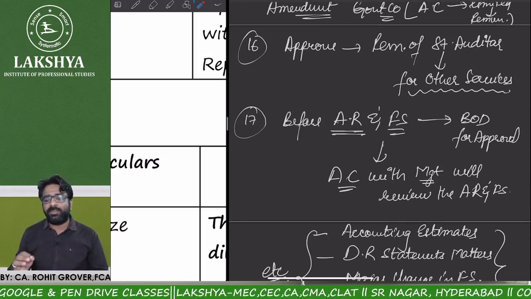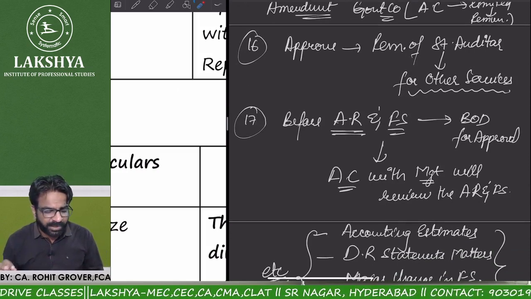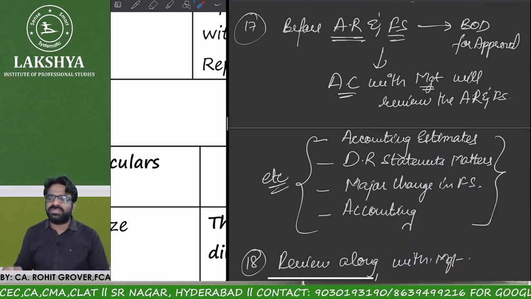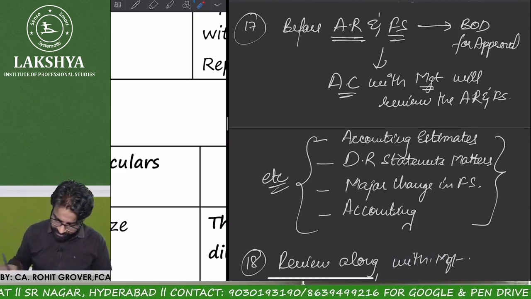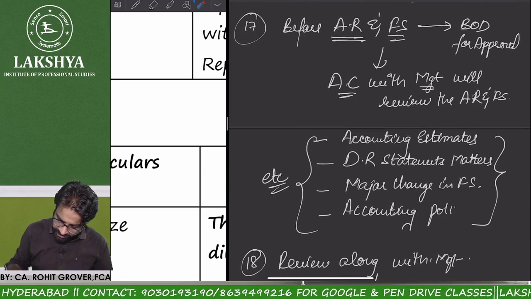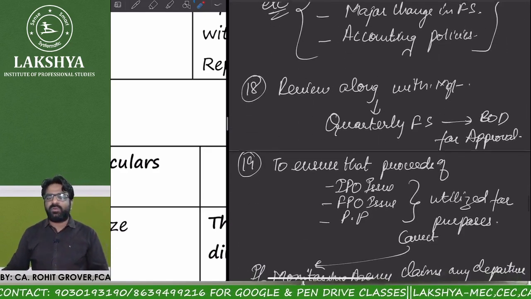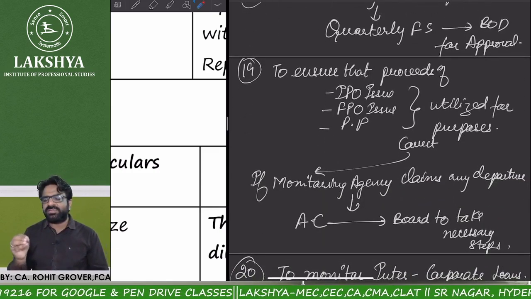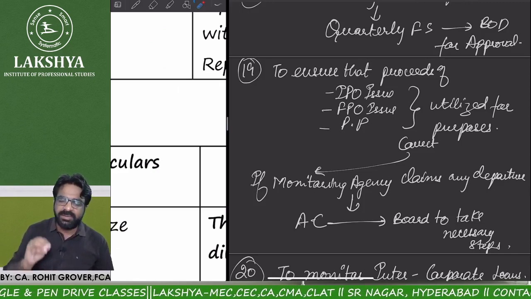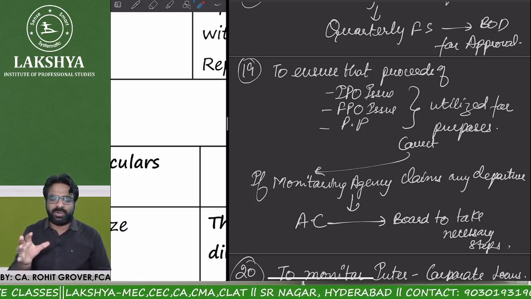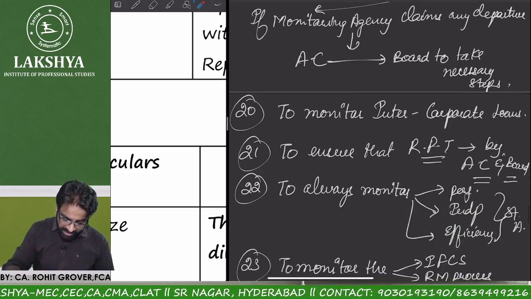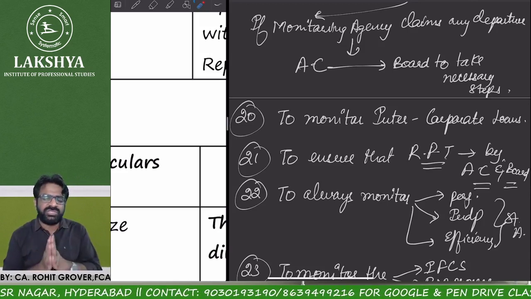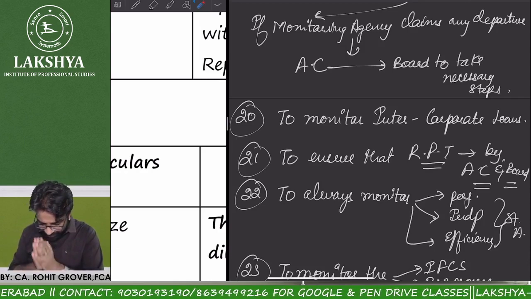Next one, before the audit report and financial statements go to the board of directors, the audit committee along with the management must review them first in relation to changes in accounting policy, accounting estimates, and major changes in accounting policies. I forgot to write here accounting policies, right? Next point, to review along with the management the quarterly financial statements before they are sent to the board of directors for approval, to ensure that the end use of the borrowings is proper, and if the monitoring agency says that management has deviated some proceeds of the issue, it has to report it to the board of directors to take rectifying measures, to monitor the intercorporate loans, and to always ensure that the related party transactions are being covered under the omnibus approval given by the audit committee.